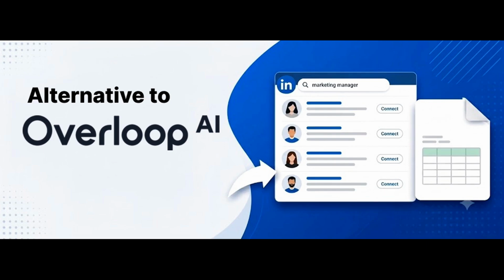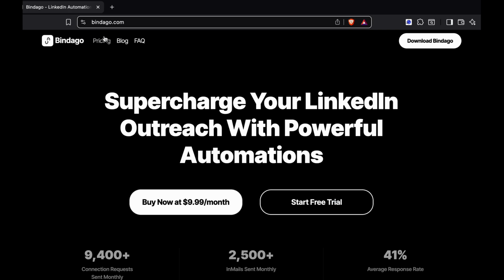Hi, if you're looking for an alternative to Overloop, then you're in the right place. In this video, I'm going to tell you about a LinkedIn automation tool that costs 10 times less and gets the job done just as well. It's a tool called Bindago. The URL to the website is bindago.com. I'm going to leave a link to it in the comments.